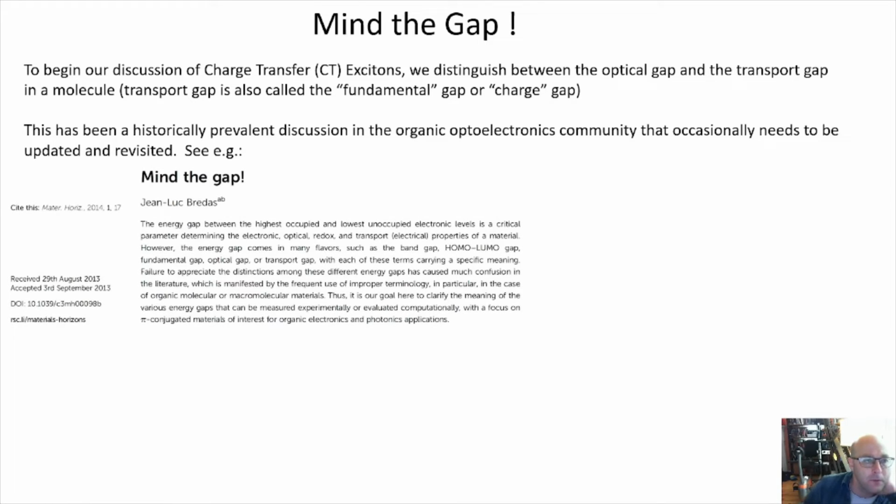A very recent paper that discusses this gives us the title, Mind the Gap, by well-known theoretical materials and chemistry professor Jean-Luc Breda. Breda wrote this very short paper with a funny title just to remind people of the difference between the types of gaps you find in organic molecules and solids.